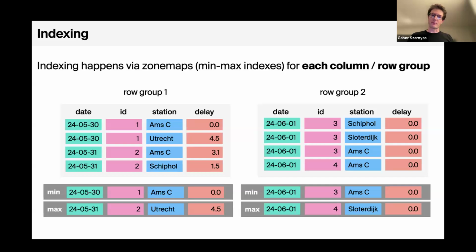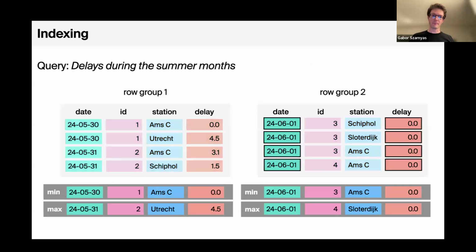So what works really well for analytical systems is a lightweight indexing method. DuckDB uses something called zone maps, which means that we only store the minimum and the maximum value for each column in each row group. You can see here that we store the minimum date, the minimum ID, the minimum station, and so on. This is very useful because some queries, like give me the delay on a given date, on the 1st of June, can be answered just by looking at the metadata.